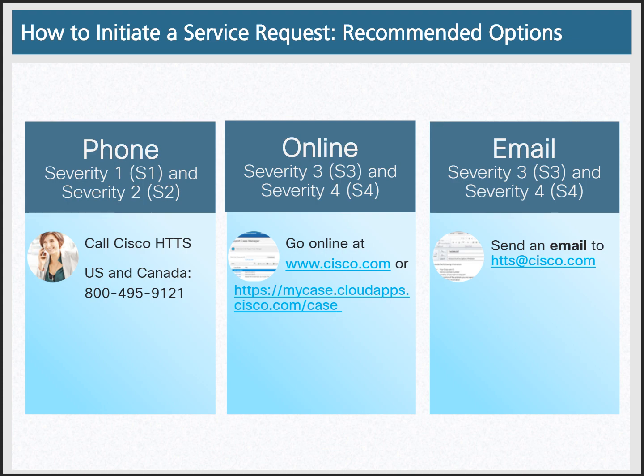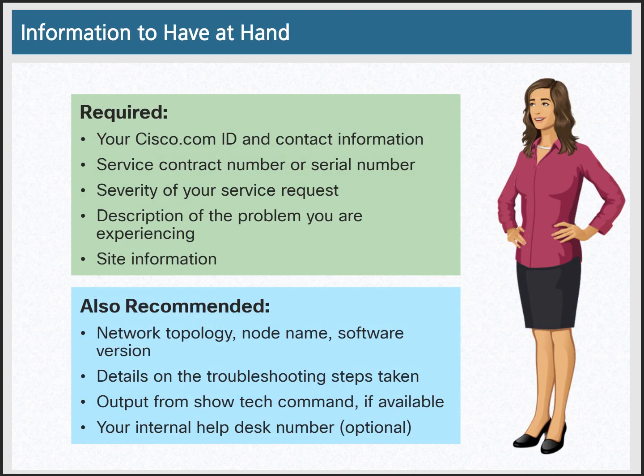Now let's take a look at the information you should have at hand before you initiate a service request. There is both required information and recommended information that you need in order to open a service request. Required information includes your CCO ID and contact information: name, phone number, and email address. If you don't have a CCO ID, you can create one. Watch the video How to Create a CCO ID for more information.